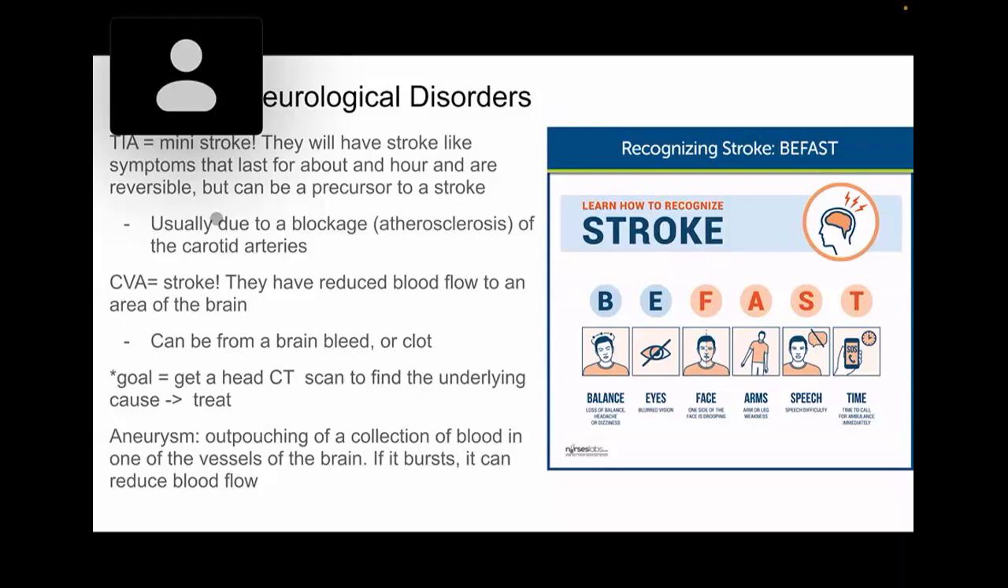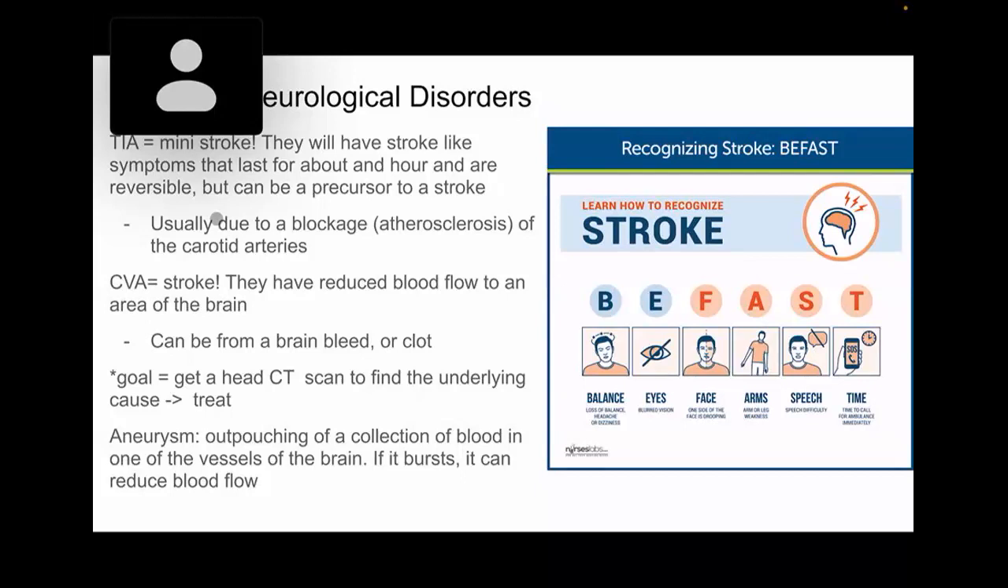So we have atherosclerosis of the carotid arteries. The carotid arteries supply blood flow to the brain. If I have temporary blockage due to atherosclerosis, I'm going to have temporary reduction in blood flow. This causes a TIA, meaning they will have those traditional signs and symptoms of a stroke, but it's going to go away and it's reversible. However, if someone has a TIA, they're at big risk for having a CVA in the future.